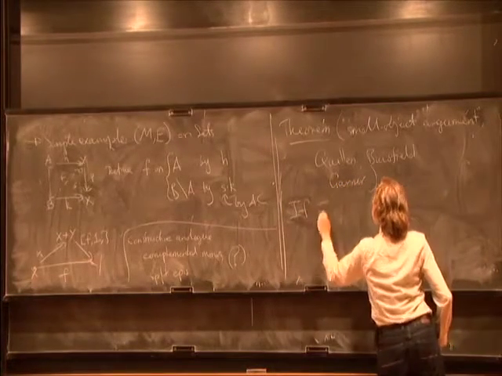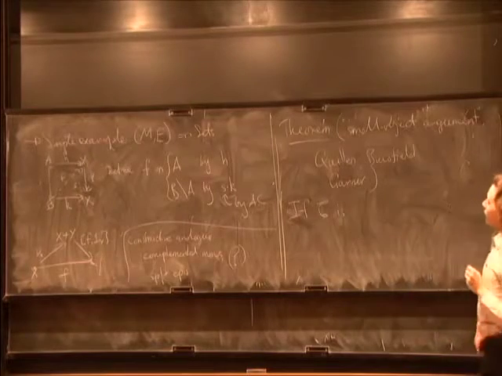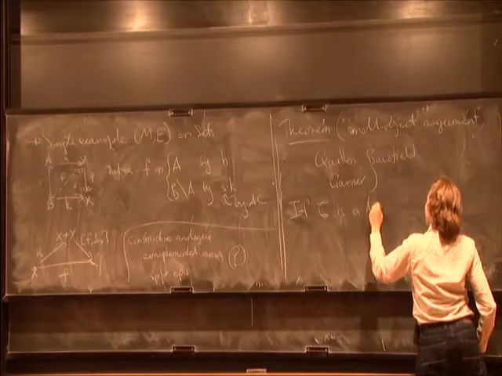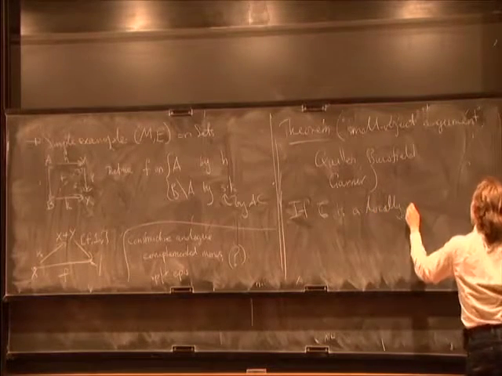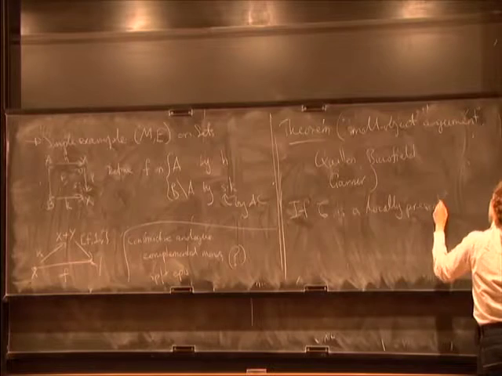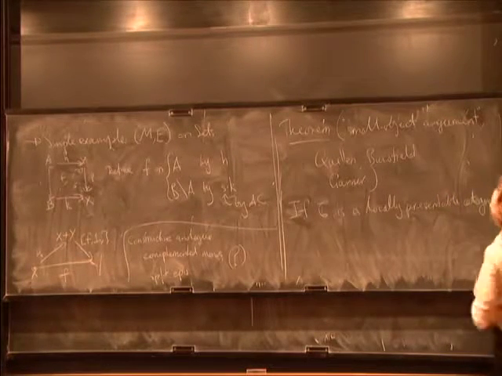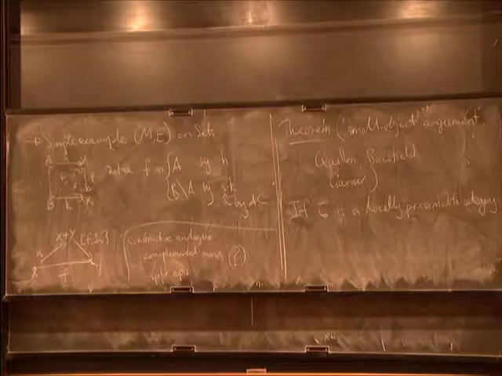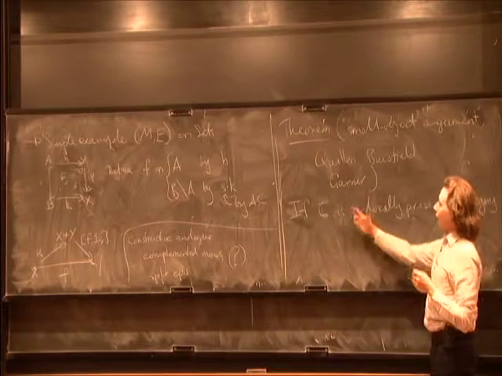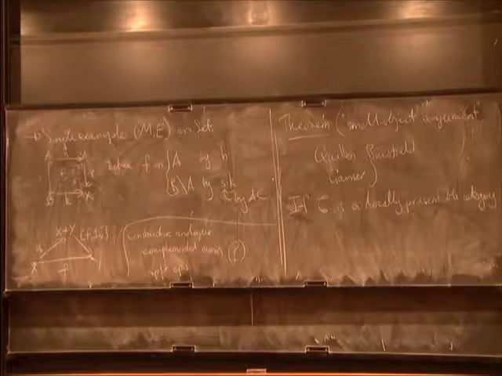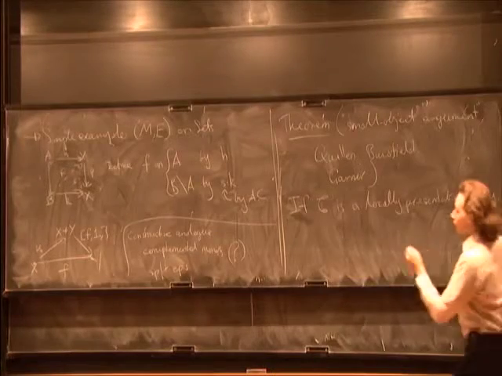So this isn't quite the most general form, but it's one which suits our purposes. If C is a locally presentable category, which very, very roughly says that its objects have reasonable notions of cardinality that behave well under colimits.